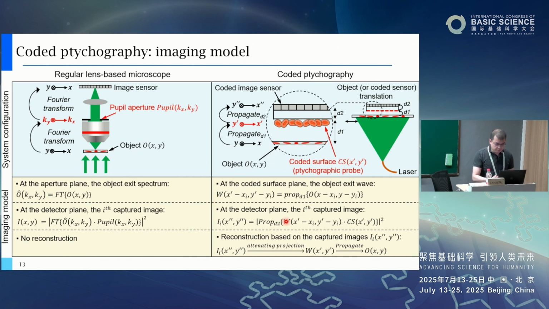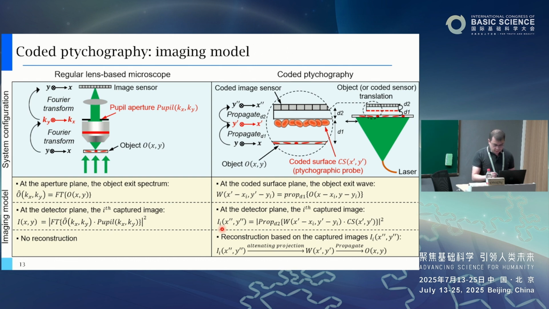And then we will multiply this object wave with the coated surface. This is the layer of the bud cells. Just do this multiplication here. And then we will propagate this light wave for distance d2. And then we perform this intensity detection.